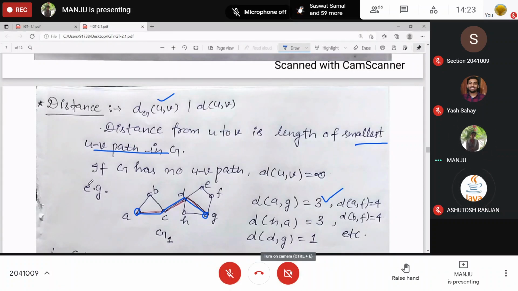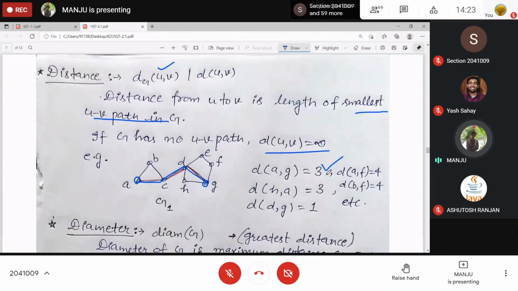If G has no u to v path, then we take the distance as infinite, if they are not connected. Suppose you have one component over here, one component over here, and some point u here, v here. Then obviously they are not connected. There does not exist any path. So if no path exists, you can take infinite distance.